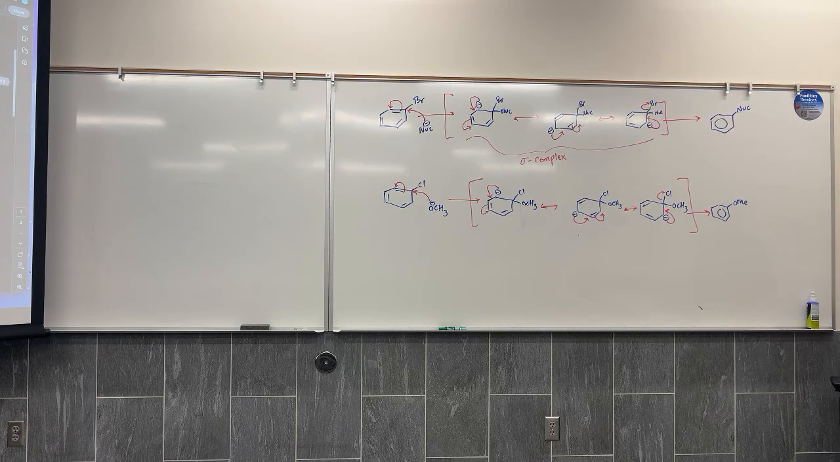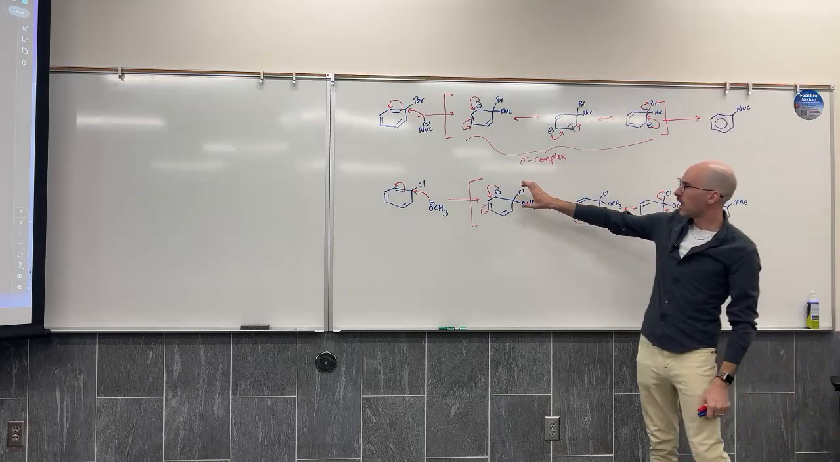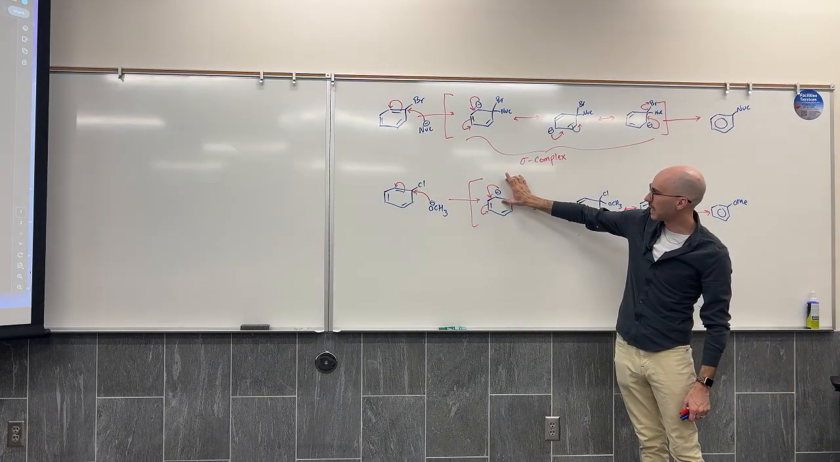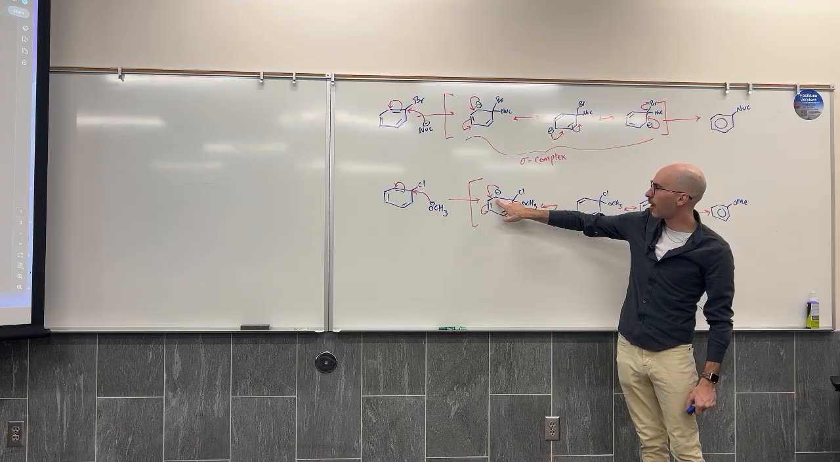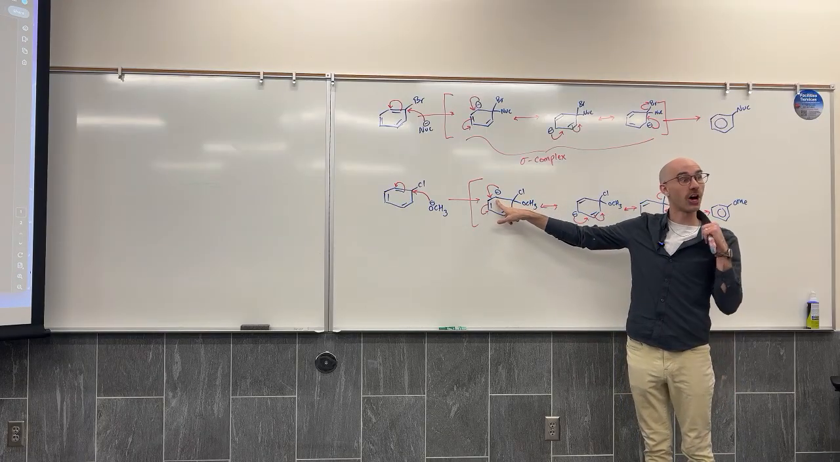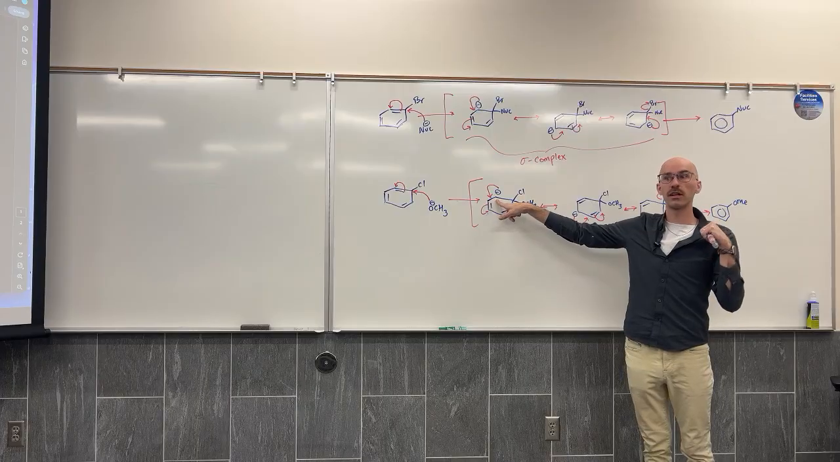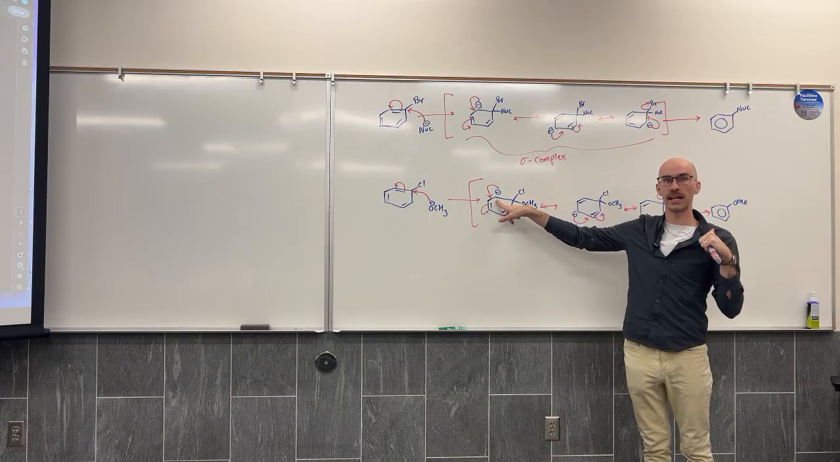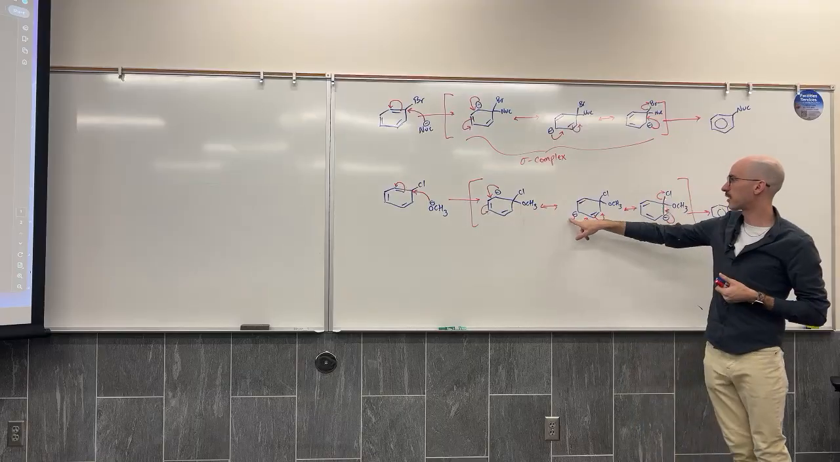Now let's make it more complicated. When we have these electron withdrawing groups, a group that can take electrons out of the system, take this negative charge, get it off of a carbon, and put it onto something more electronegative, something like a nitrogen or an oxygen. Notice where the negative charge ends up.